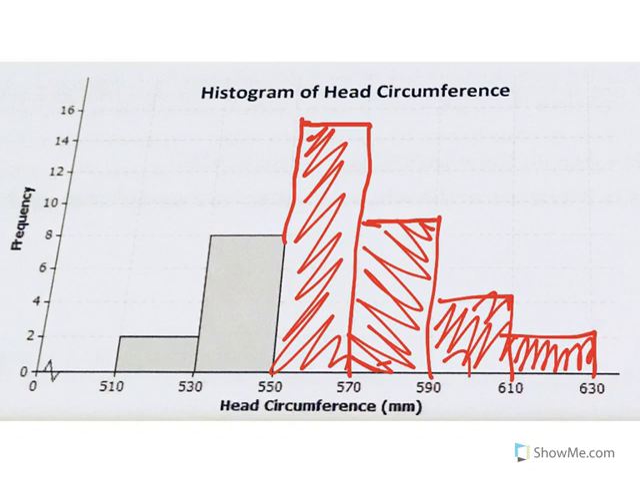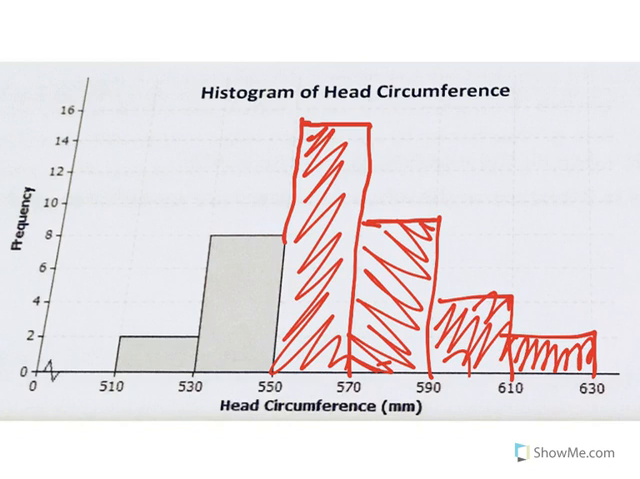So we can look at this and we can tell a lot of information. For one, based on this histogram, what would be the center of the head circumferences? What would be right in the middle? Well, right in the middle is going to be that 550 to 570. So we would say probably around 560, right? It's kind of right in the middle there between 550 and 570.